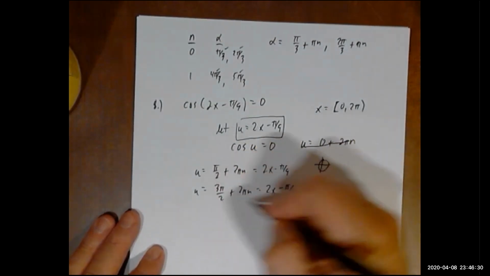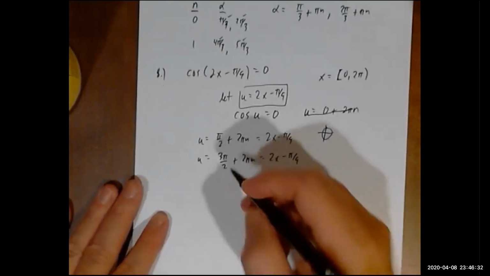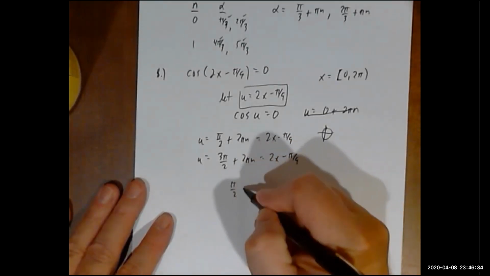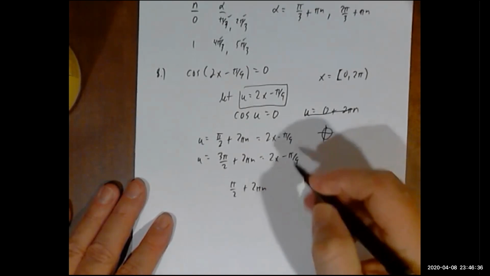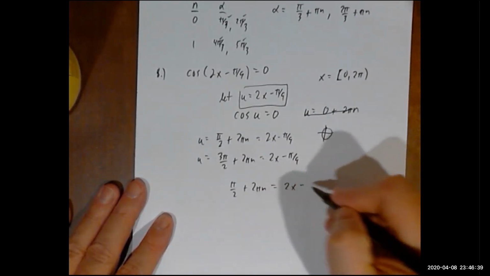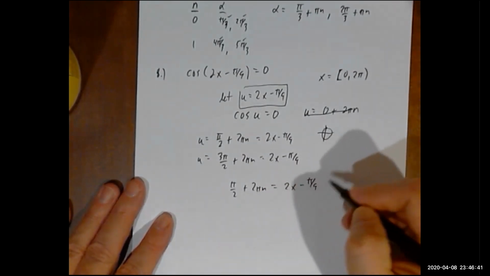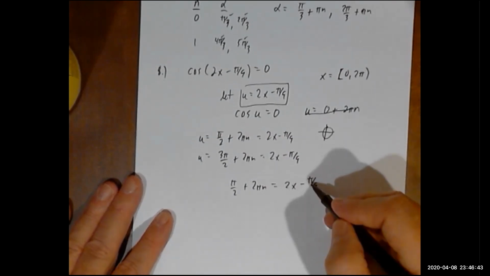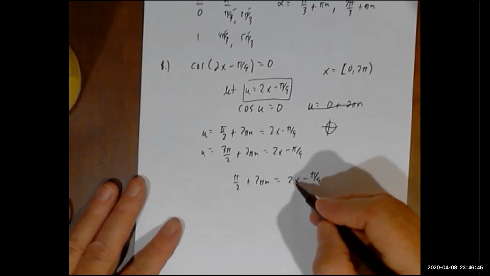Now I need to solve these two equations for x. So let's do the first one. This looks pretty messy, actually. I'm going to add pi over 9 to both sides. Once again, I'm trying to get x by itself.